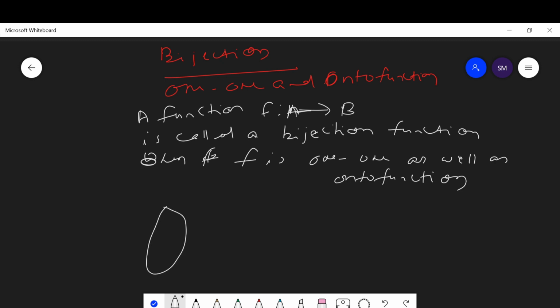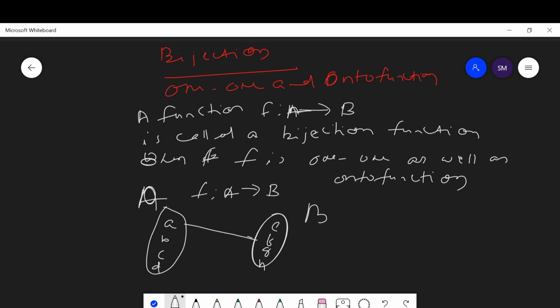Let us discuss. Suppose A is a set and B is another set, where a, b, c, d are the elements of set A, and E, F, G, H are the elements of set B. Here f is a function from A to B in such a way that a is related to f, b is related to g, c is related to h, and d is related to E. Look here, this function satisfies both the conditions of one-one and onto. This is called a bijection function.